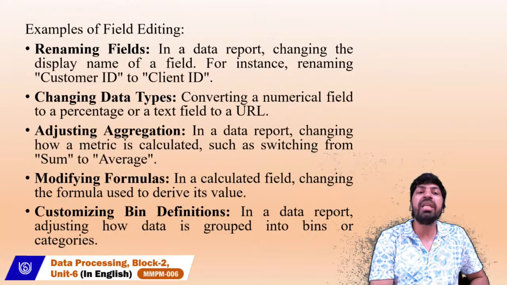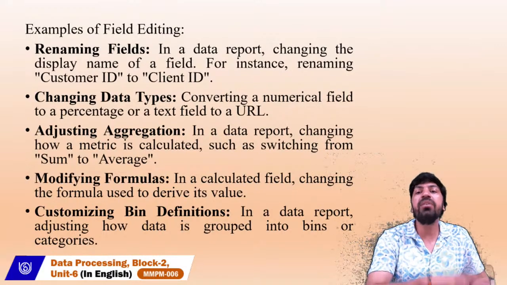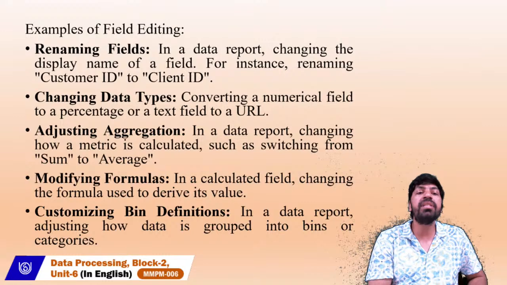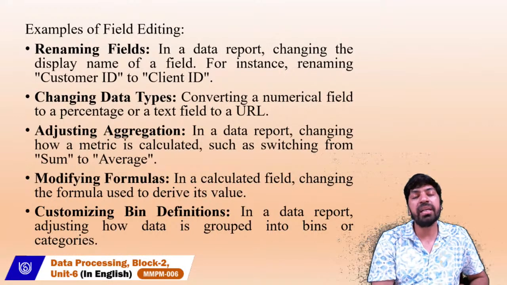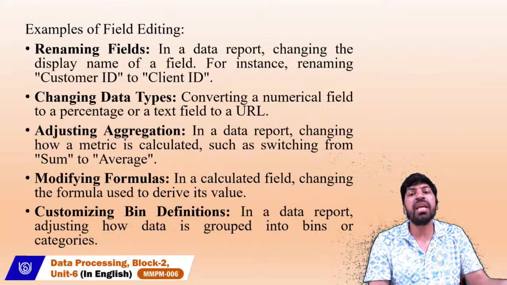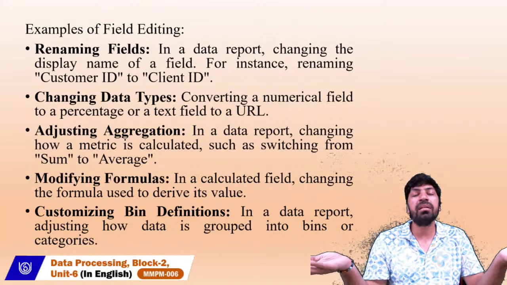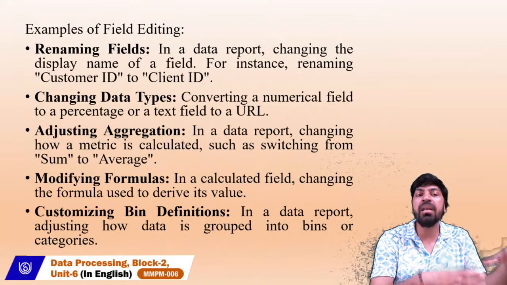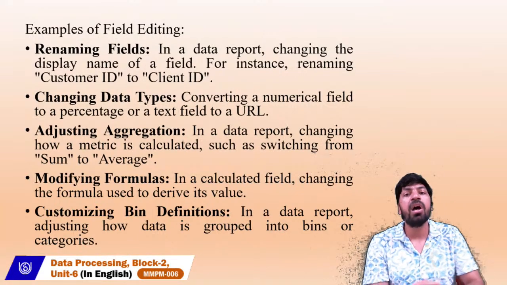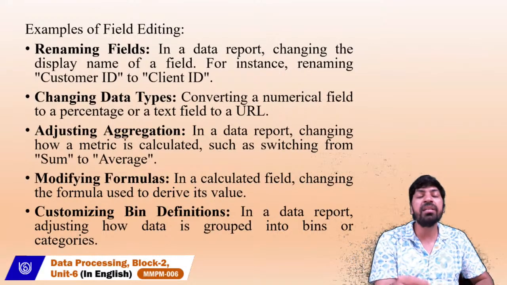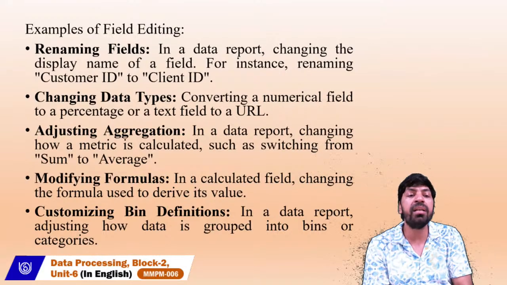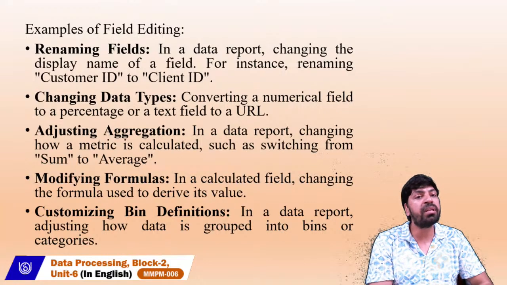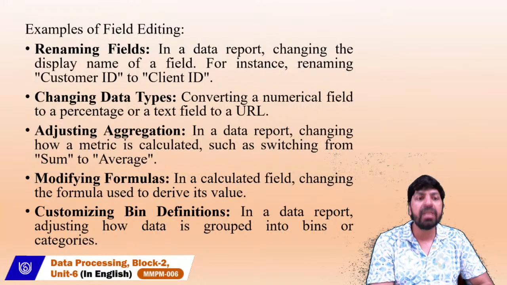Next one is changing data type. You can convert a numerical field to a percentage or a text field to a URL. So if you want to change data, turning a numerical number into a percentage, or a text field into a URL, that is done as field editing.